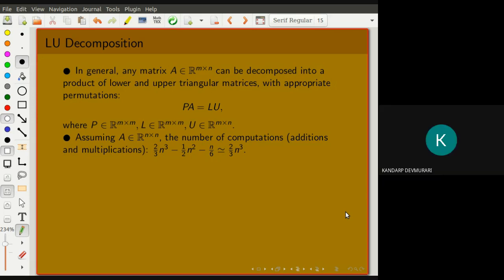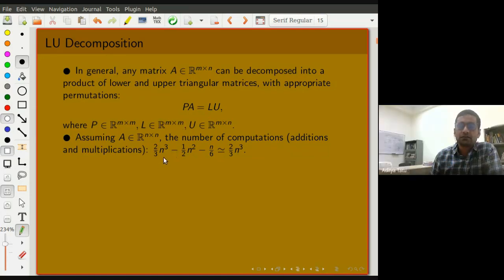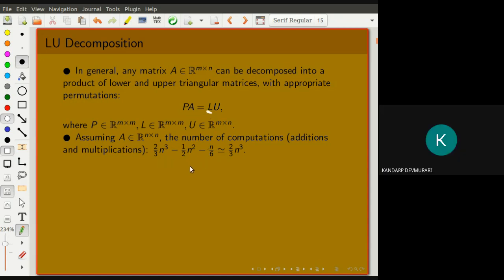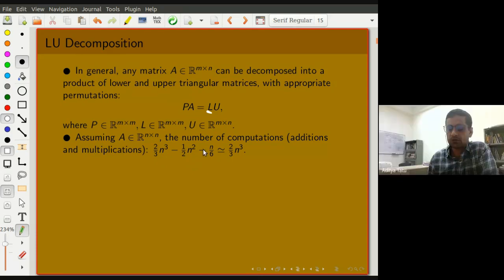Yes, sir. Yes, go ahead. Sir, in order to form the matrices from the n into n minus 1 by 2 row transformations, we will not require any computation because we have already found all the scalars. But then we have to multiply. So you think we need additional computations to get L? Yes, sir. Okay.